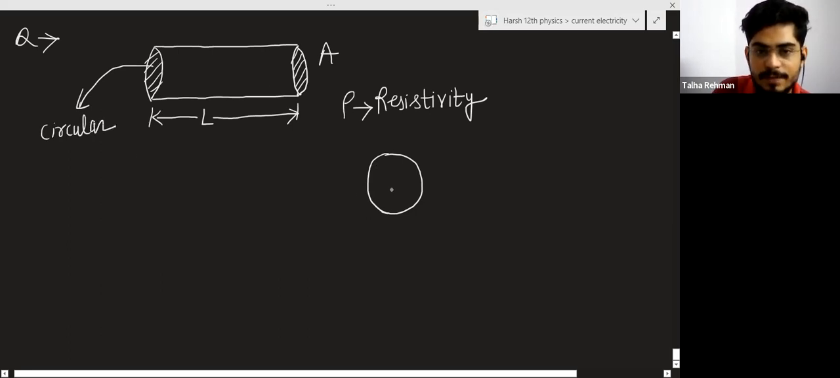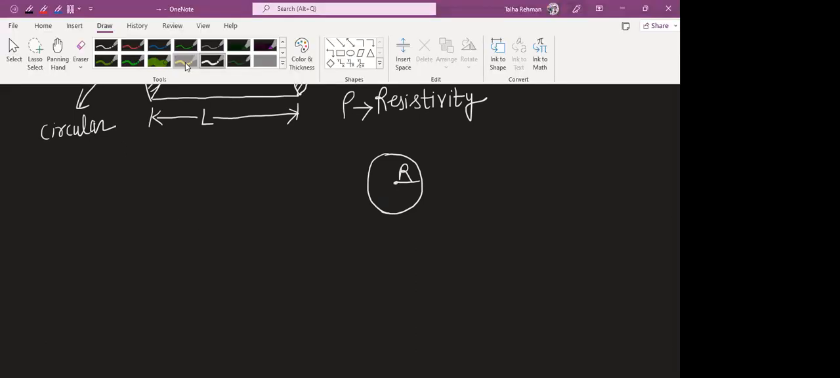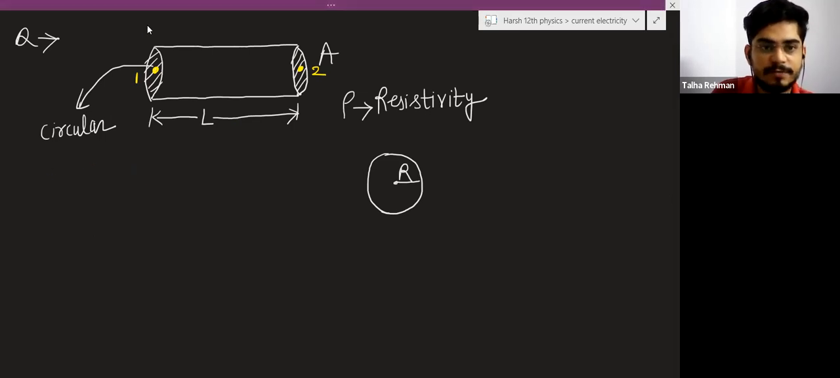Circular cross section you have. So the radius of this circular cross section is given as R. We have to find the resistance of this conductor. We have to find the resistance between, suppose here is a point 1 and here is a point 2, and this is connected with some battery and we have to find resistance between point 1 and 2.